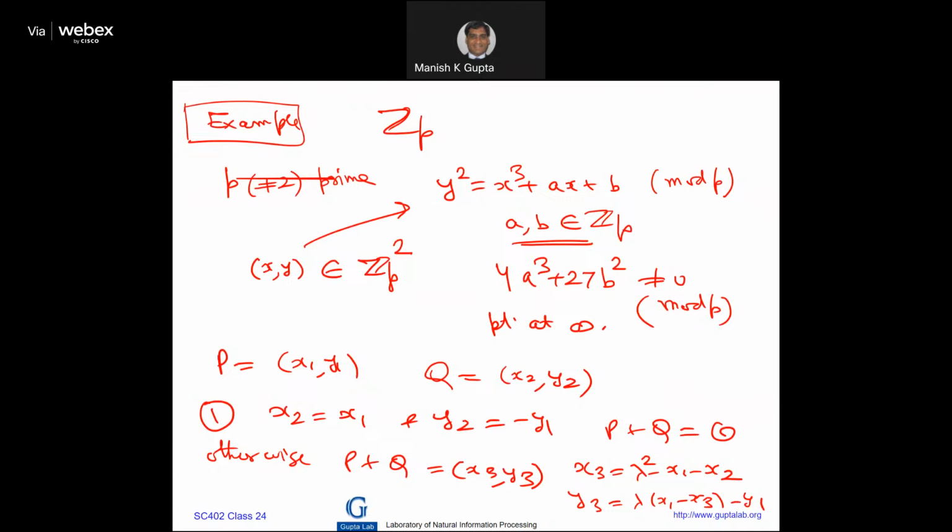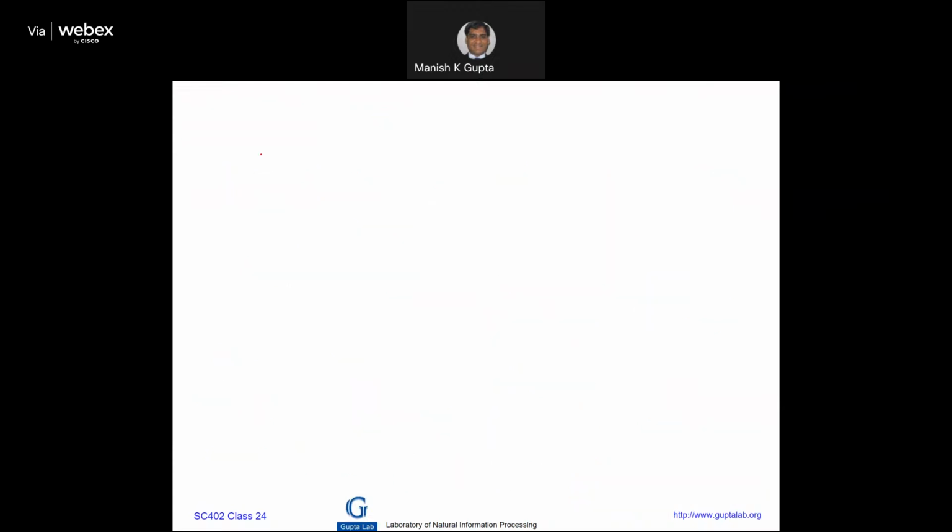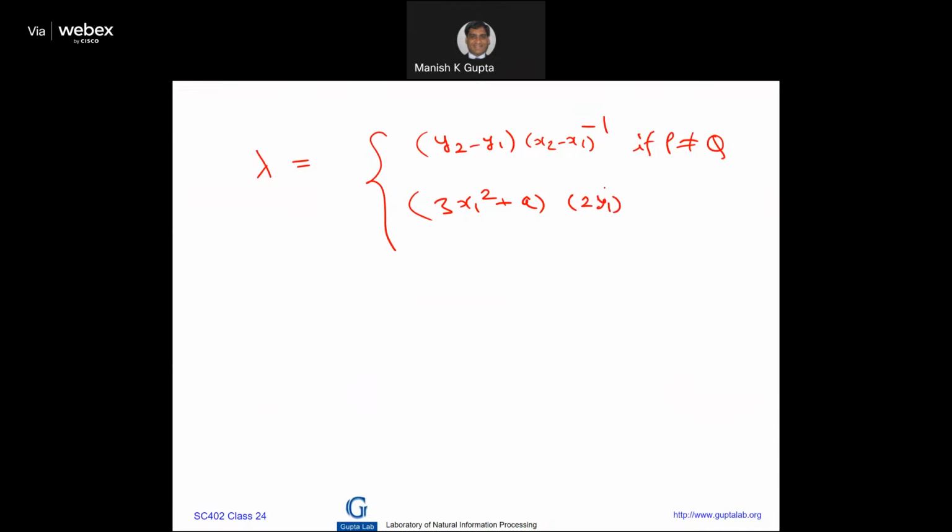What is lambda? Lambda I can compute here. I think you just saw this derivation: lambda is y2 minus y1 times the inverse of x2 minus x1 if P is not equal to Q, or it is 3x1 square plus a times the inverse of 2y1 if P is equal to Q. Okay, so this is the addition formula.